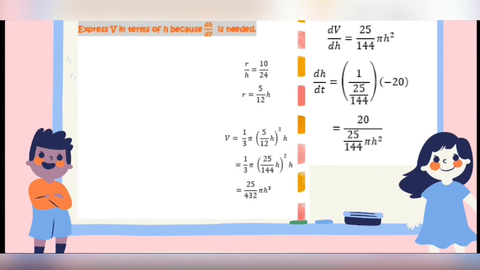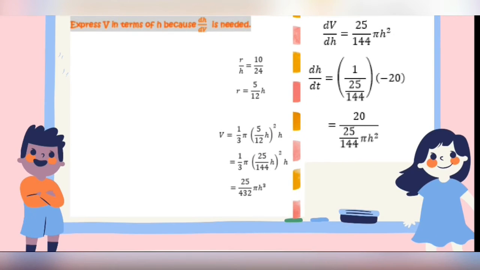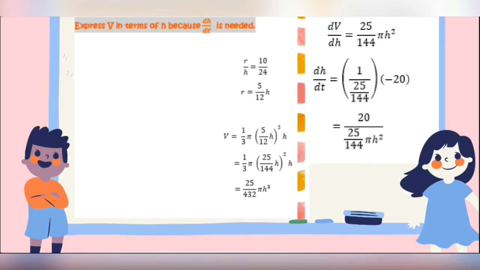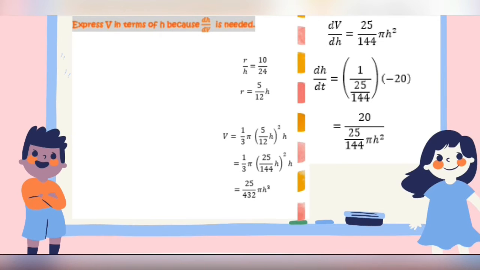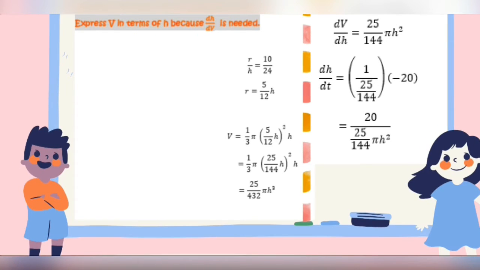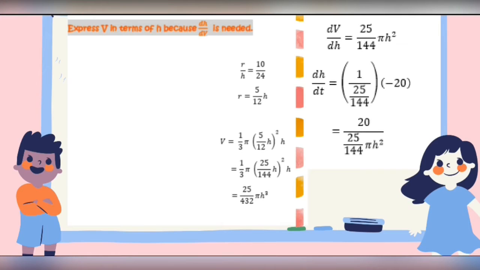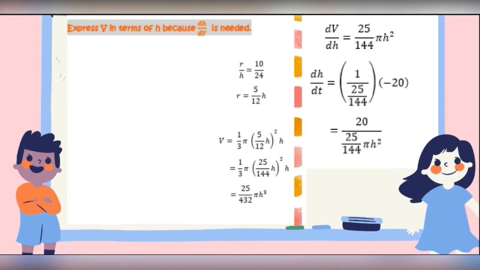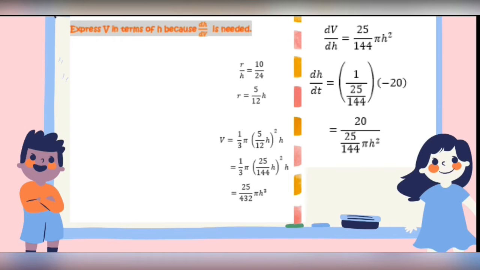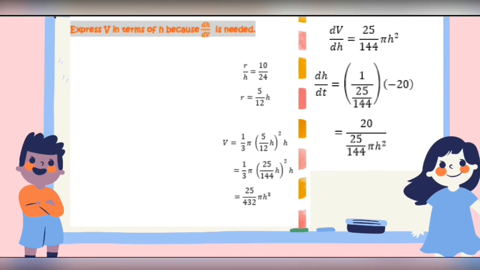So we use the ratio method, which is r over h becomes 10 over 24. So we make r the subject and it becomes 5 over 12 h. And then we put the 5 over 12 h in for r in the formula of the cone. Next, we differentiate dV/dh, which is 25 over 432, and it will become 25 over 144 pi h squared.